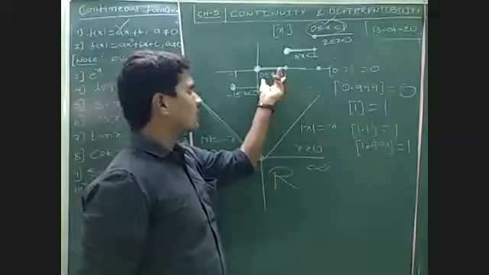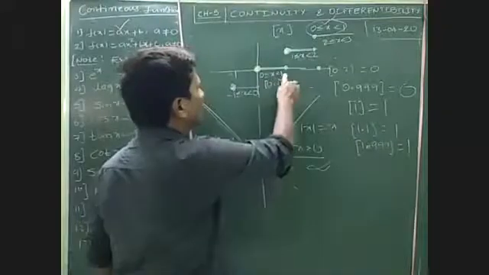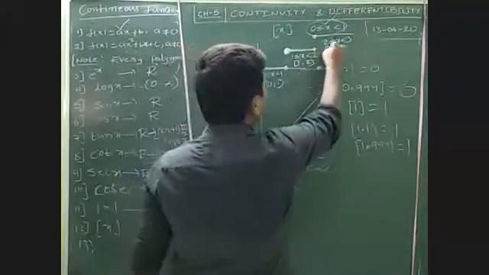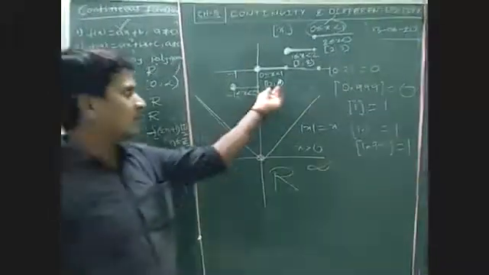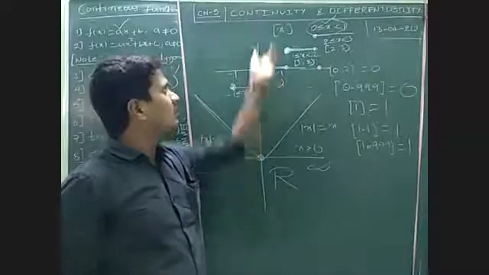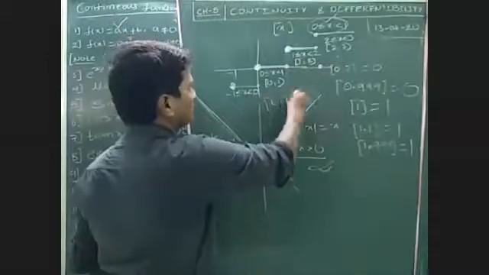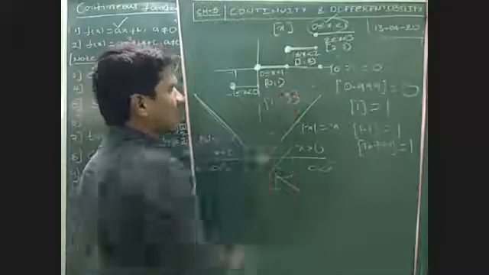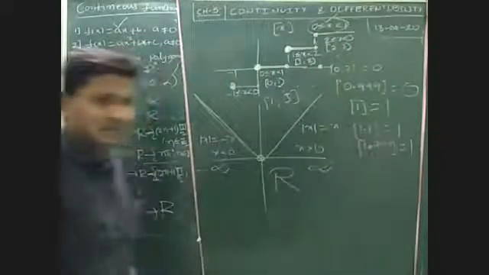From 0 to 1, how to write the interval? Closed interval 0 to open interval 1. Closed interval 1 to open interval 2. Closed interval 2 to open interval 3. Like that. If they give a particular domain like this, closed interval 0 to 1, it is continuous. But if they give closed interval 1 to 3, is this continuous? No, there will be a gap, so it is not continuous.